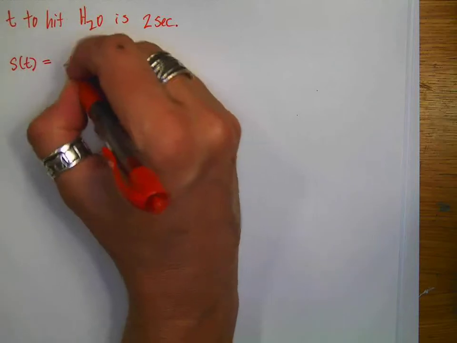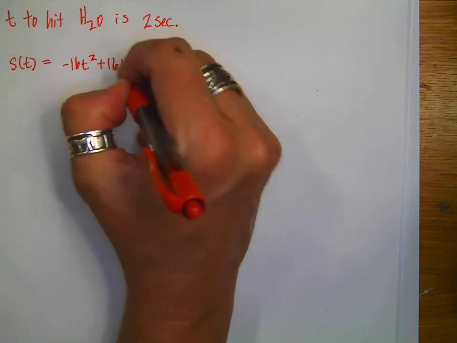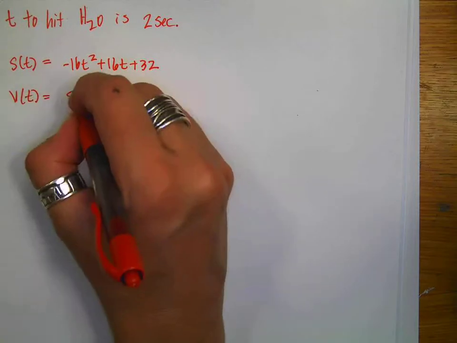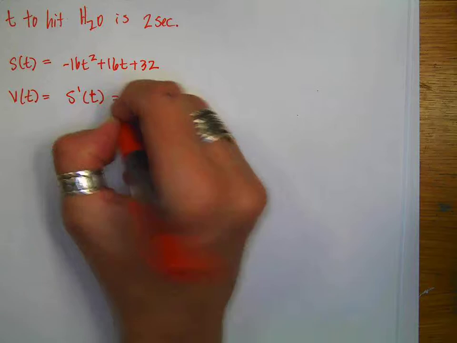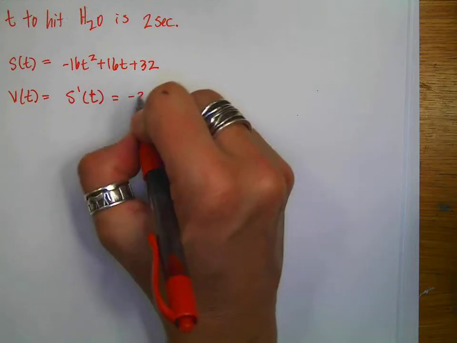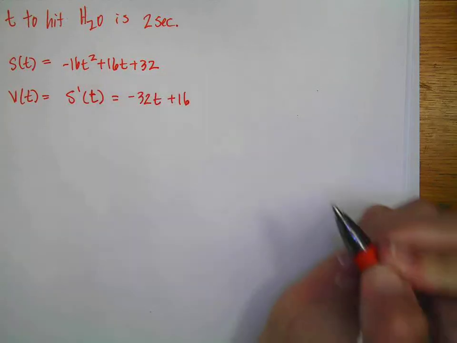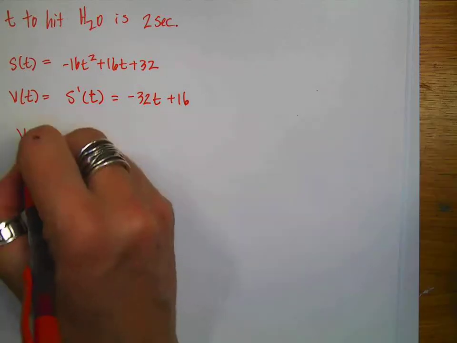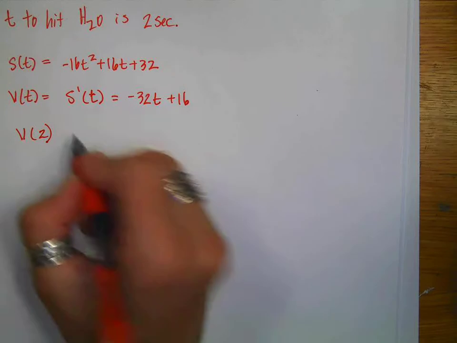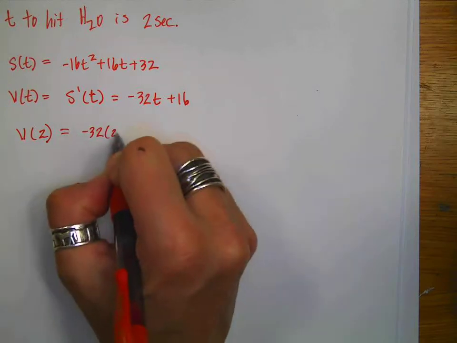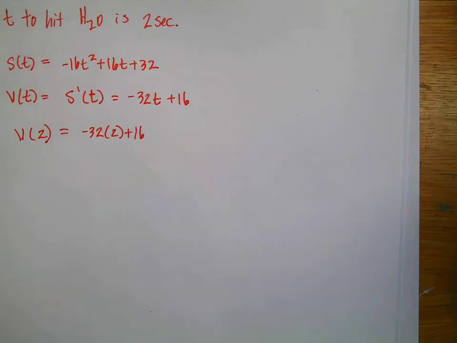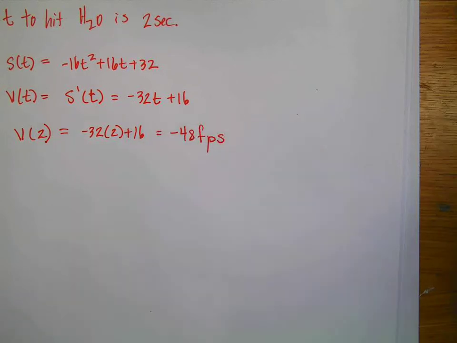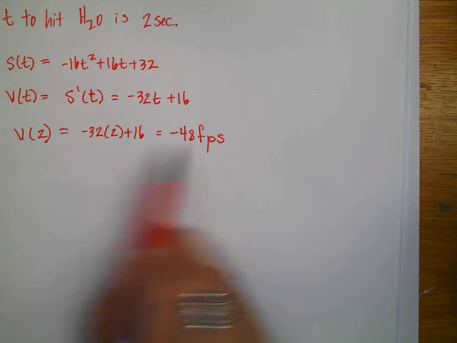The B part says, what's the diver's velocity? So remember that our position function was negative 16t squared plus 16t plus 32. So then my velocity is going to be the derivative of position. So negative 16 times 2 is negative 32t plus 16. And then it says, what's the velocity at impact? So I need to find the velocity at time t equal to 2. So it's going to be negative 32 times 2 plus 16. And when I do that math, I get negative 48 feet per second.